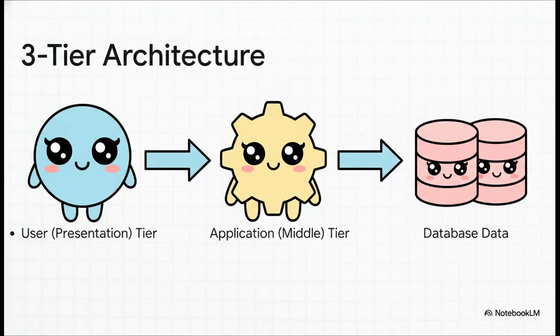Now, as the internet grew, we needed something even more robust, which gave us three-tier architecture. This is the backbone of most web applications today. This model has three distinct layers. First, the user or presentation tier, which is where you interact with the app. Second, an application or middle tier, which acts as an intermediate server running the logic programs. And third, the database or data tier, where the actual data and query languages reside.